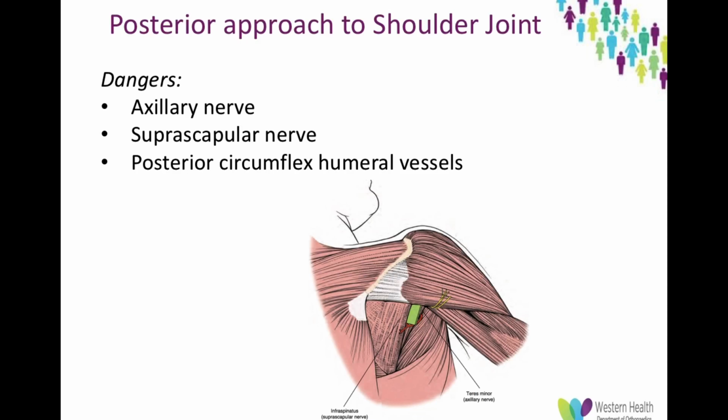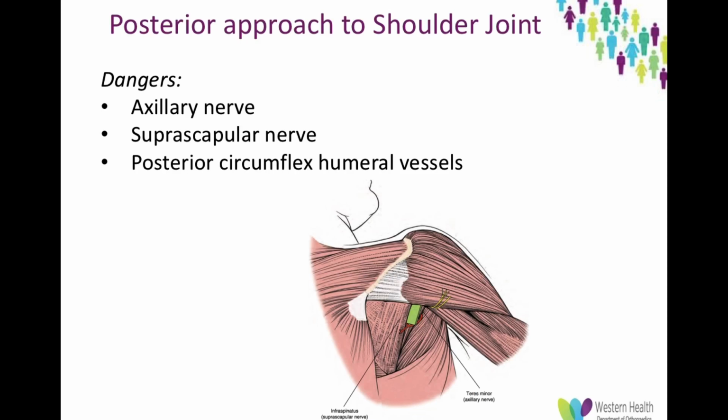The suprascapular nerve passes around the base of the spine of the scapula, running from the supraspinous fossa to the infraspinous fossa, and this can be injured with any heavy medial retraction of infraspinatus. It can cause a neuropraxia as the nerve is stretched around the lateral edge of the scapular spine.